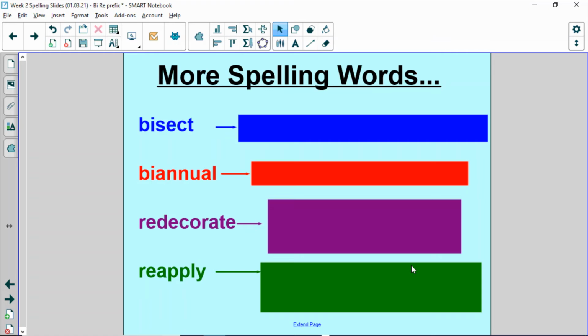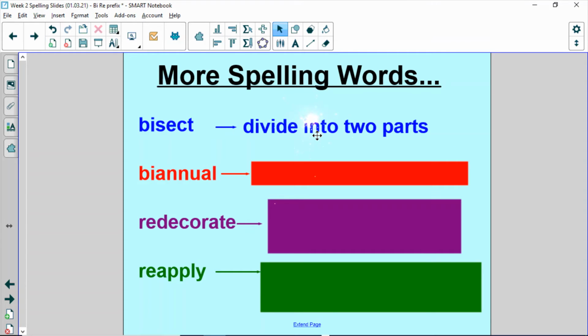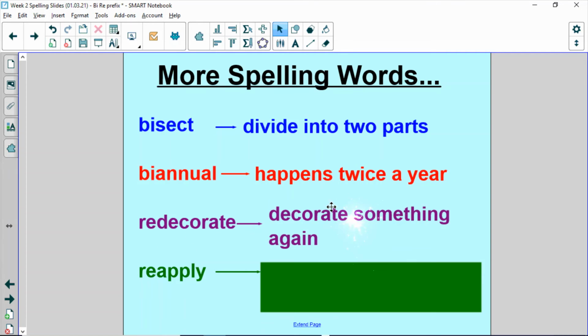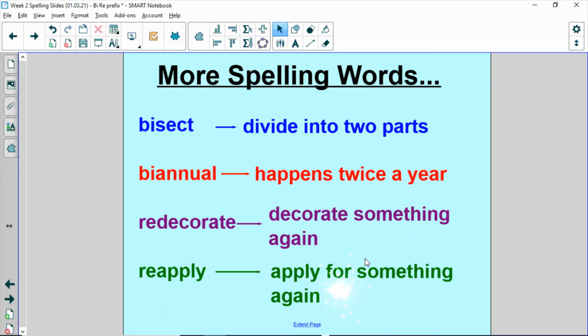Now, we have got 4 other words using our bi and our re spelling rule. Let's see, bisect is the first one. Now, bisect means if you divide something into 2 parts. So remember, bi means 2. Biannual means when something happens twice a year. It might be a sporting event, a musical event, whatever the event is, but it happens twice in a year. Then we've got 2 re words. We've got redecorate. That means to decorate something again. Remember, re means again. And then reapply, apply for something again. So they're all of our words using our bi and our re.